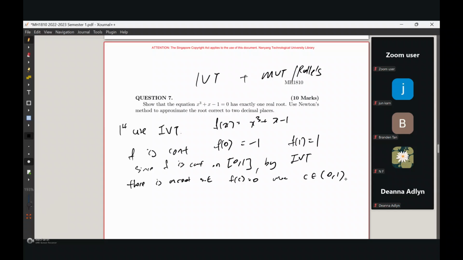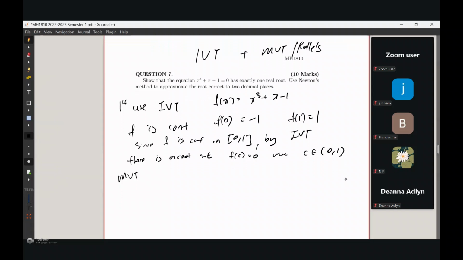So now I've shown that my function f has at least one root. Does it have more? I don't know. I know it has one. Maybe it can have 2, maybe it can have 3. But I'm guaranteed at least 1. Now we want to use MVT to show there is at most one root.